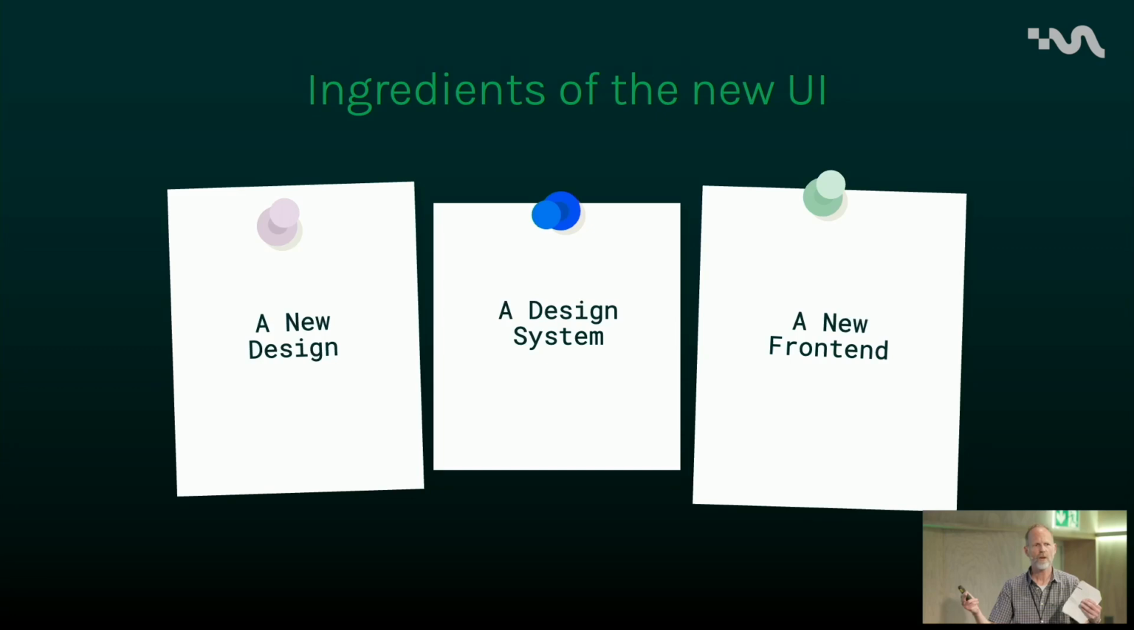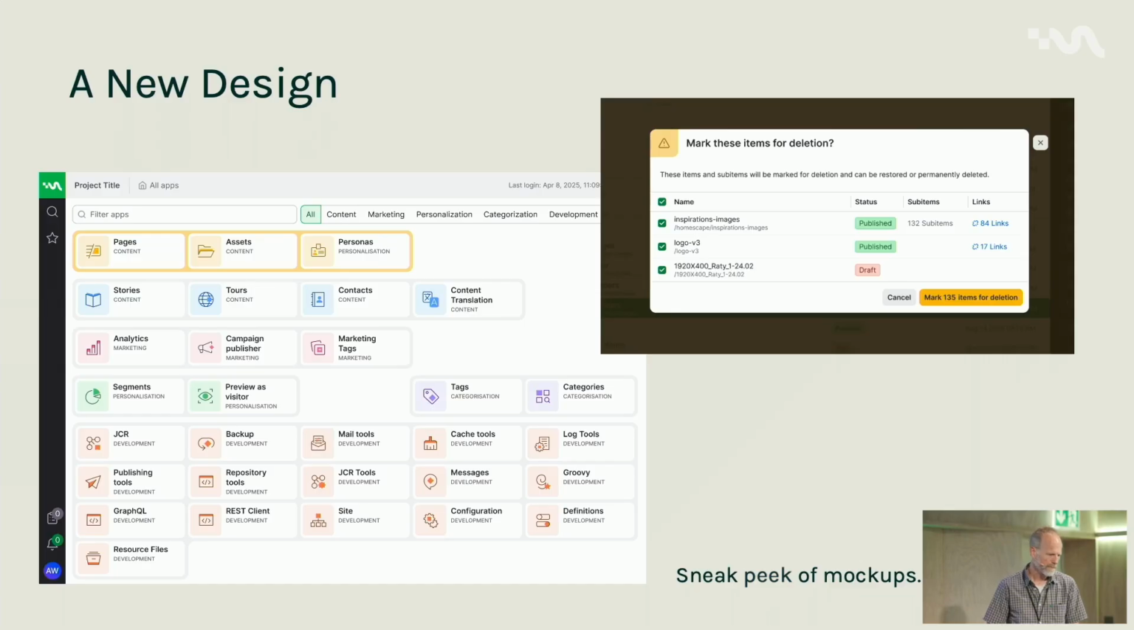So what are the components of this new UI? There's kind of three main ingredients. The design itself, a new design for how the Admin Central should work. Then getting more concrete, a design system to help actually implement that design for developers. And then technically, the actual front end that is going to become Admin Central. So let's go through those three. First, let's look at the new design.